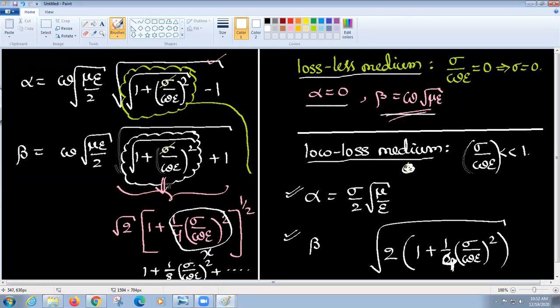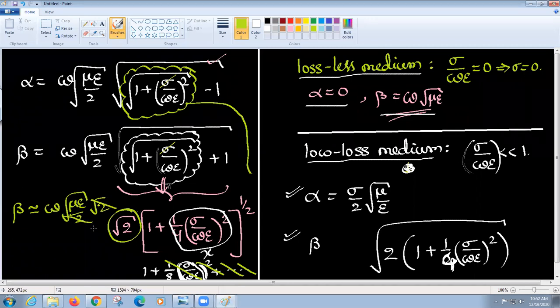Now sigma by omega epsilon whole square: first of all, this is a very small quantity. You are squaring it, so it is further small, and you are dividing by 8, so this is extremely small. Therefore, I can remove this from here. So the entire stuff becomes approximately square root of 2. So beta is approximately omega square root of mu epsilon by 2 multiplied by square root of 2. This is done, gone.